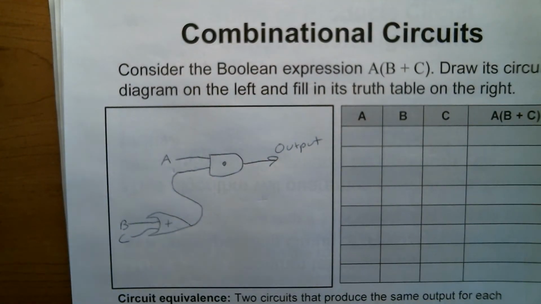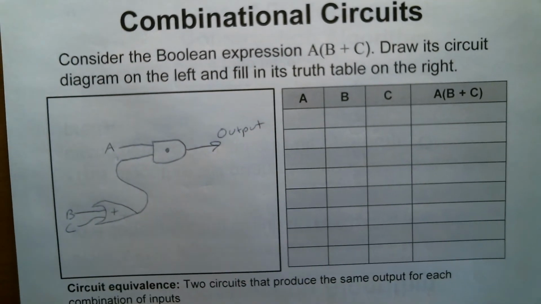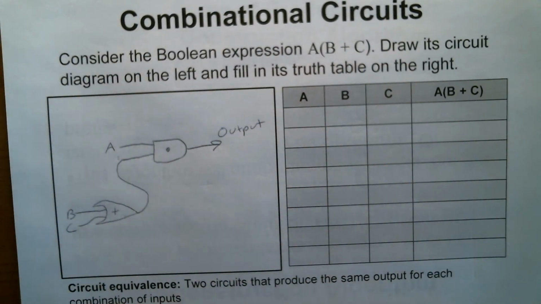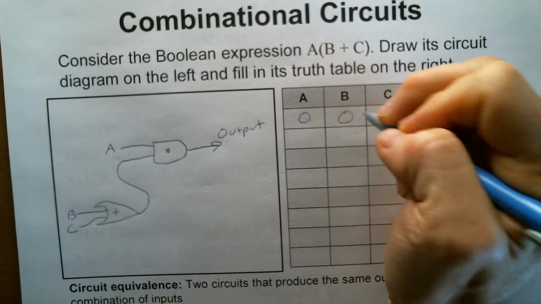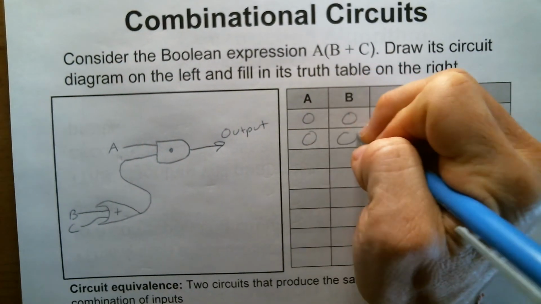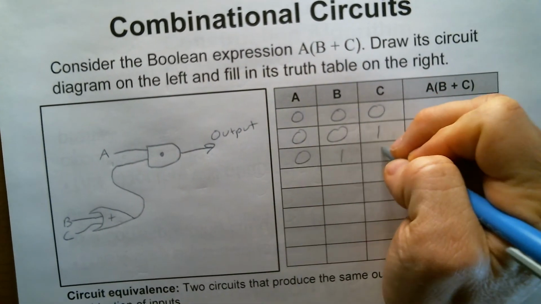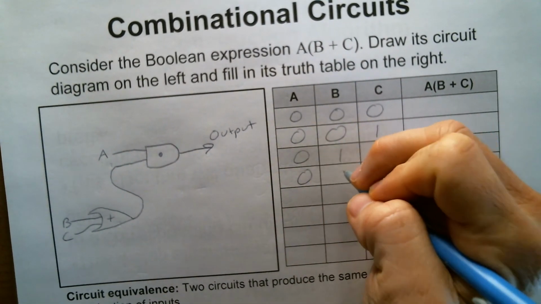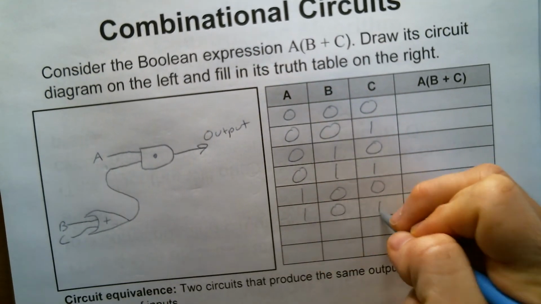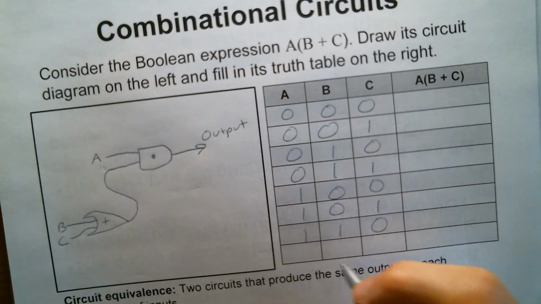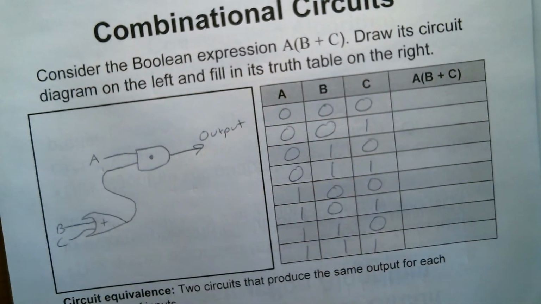So hopefully you gave this a shot and tried to figure out this table. Now, let's see what it was. So again, we're just counting up in binary. 0, 1, 2, 3, 4, 5, 6, 7.